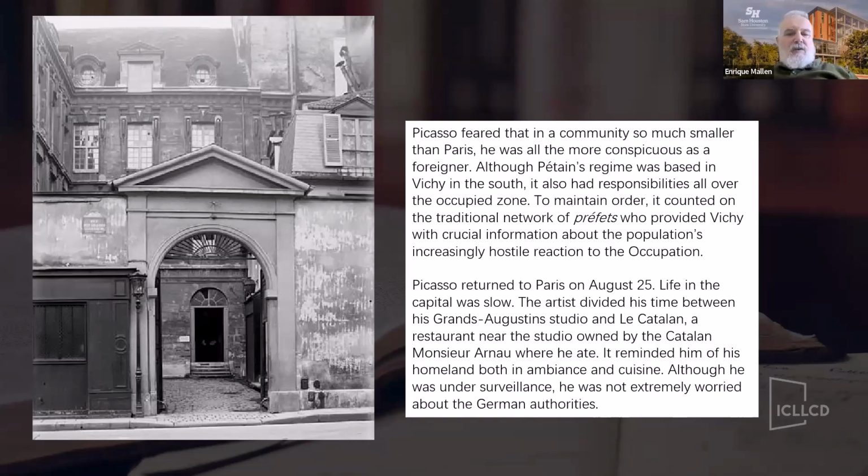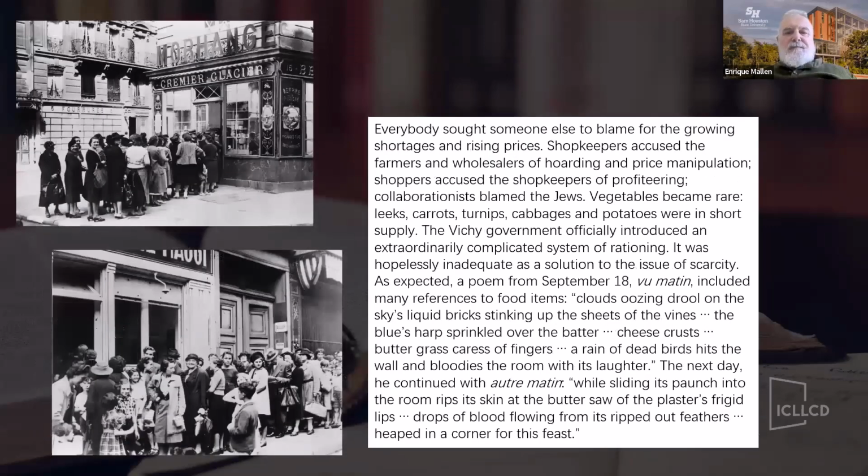Life in the capital was slow. The artist divided his time between his studio that we see here illustrated and the Catalan, a restaurant that he frequented. It reminded him of his homeland, both in ambience and cuisine. Although he was under surveillance, he was not extremely worried about the German authorities.